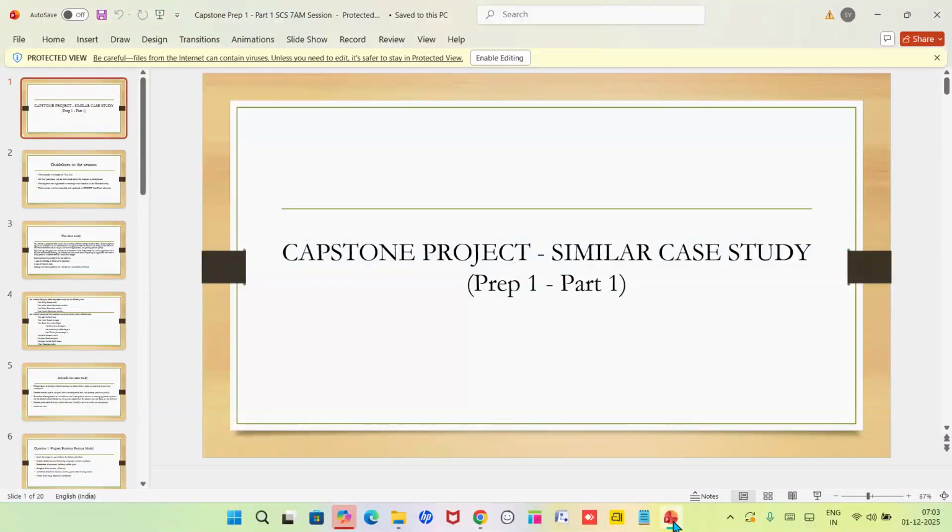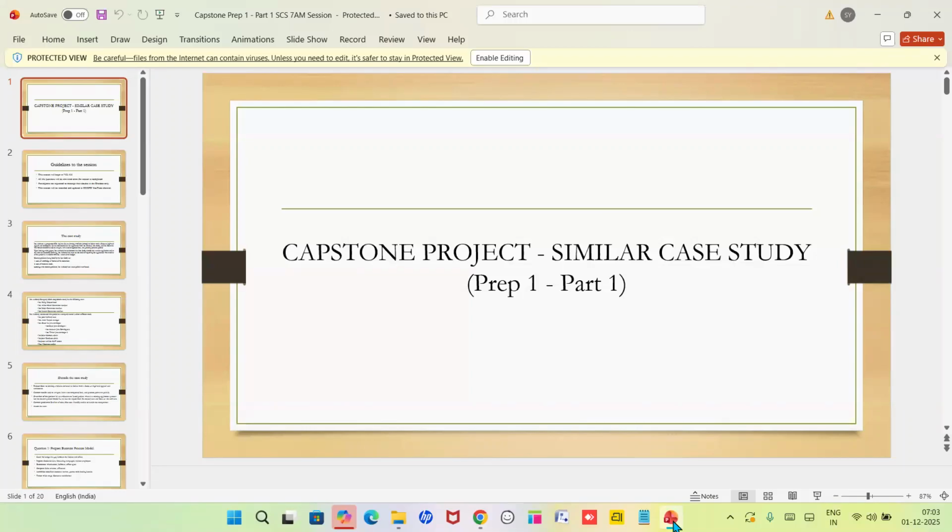So today I will be going to explain about the capstone projects. The capstone projects have 6 parts, across 3 preps. In prep 1, you will have 3 parts, and in prep 2 and prep 3, you will have 2 parts each. Totally 6 parts. So today we are discussing prep 1 part 1.